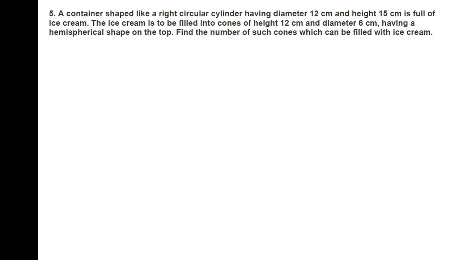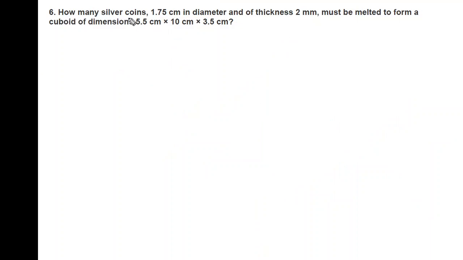Now we will move to the next one. How many silver coins 1.75 cm in diameter and thickness 2 mm must be melted to form a cuboid of dimension 5.5 cm, 10 cm and 3.5 cm? So here you can see some silver coins are here like this.